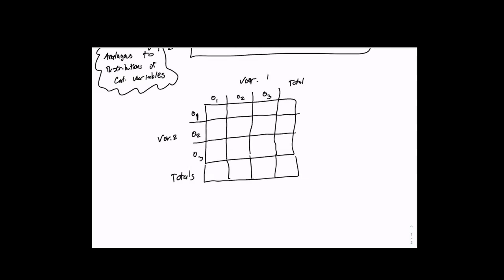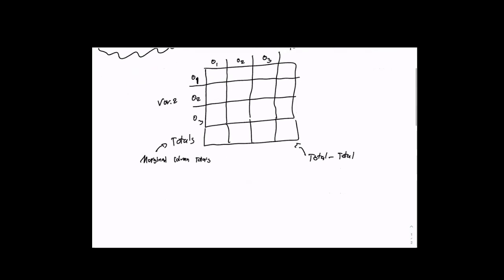over here, which we refer to as the marginal distributions, which would be the totals for them. These would be the row totals, and these would be the marginal column totals. And then of course this is the total, as we often refer to it. This is the amount of who.